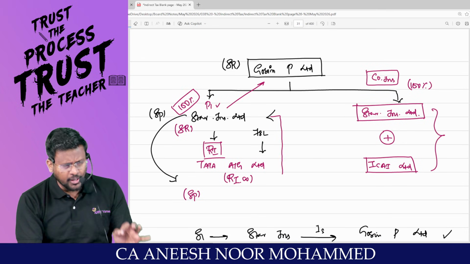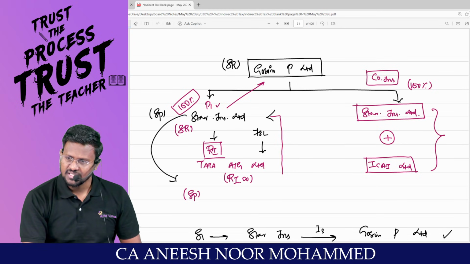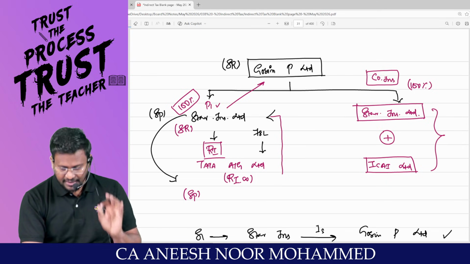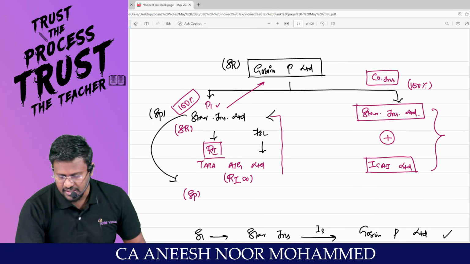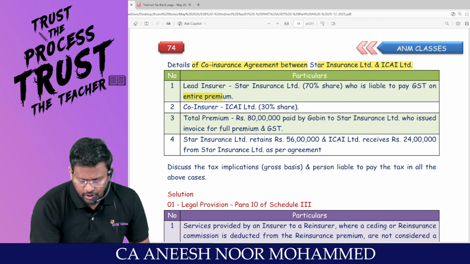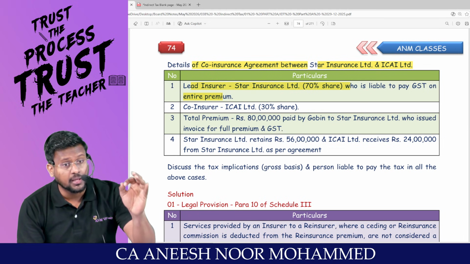Sir, actually Gopin Private Limited approached whom for insurance? Star. They only go and talked with ICAI. Am I right? That means Star Insurance is called as lead insurer. Who is the lead insurer? Star Insurance Limited. 70% share.